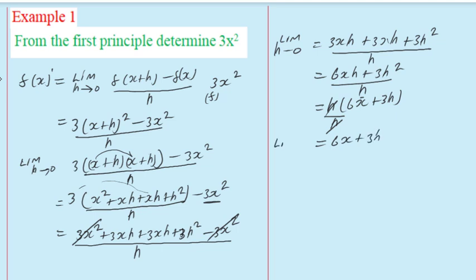Remember, our h is limited to 0, approaches 0, and therefore we have 6x plus 3 multiplied by 0, and therefore our answer is 6x. So that is how we differentiate 3x squared using the first principle to get 6x.